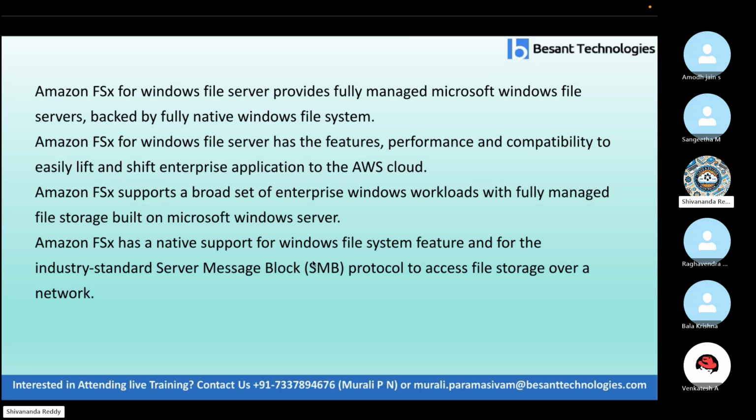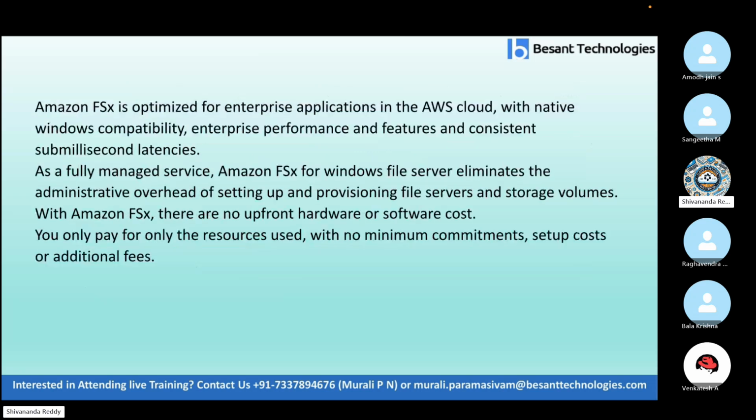You can copy and paste the complete application to an AWS Windows server. Amazon FSx has native support for Windows file system features and for the industry standard Server Message Block (SMB) protocol to access file storage over a network. Amazon FSx is optimized for enterprise applications in the AWS cloud with native Windows compatibility. Enterprise performance and features are consistent sub-millisecond latency. Latency is how much time it takes for one server to get data from another server, only milliseconds. That is sub-millisecond, not two-digit. It's single-digit millisecond latency.